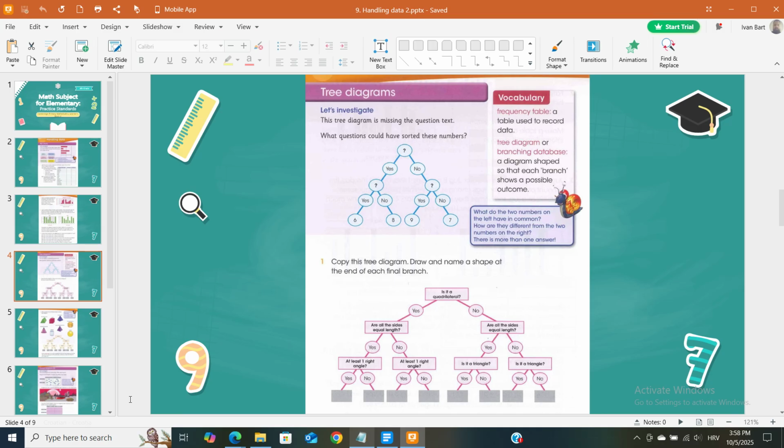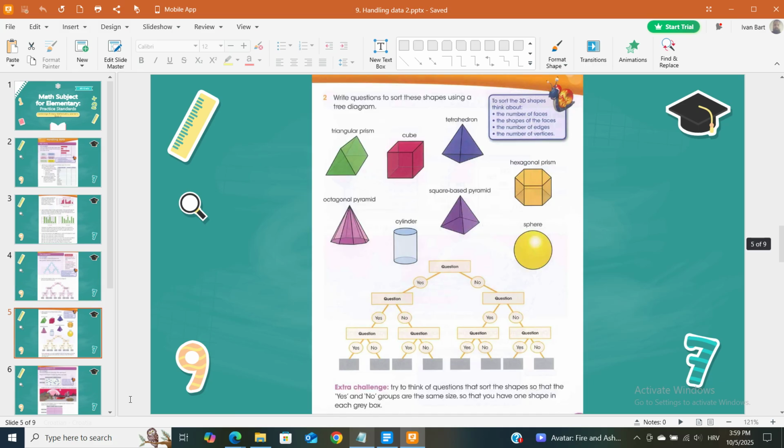Yes. No. Are all the sides equal length? No. Yes. At least one right angle? Yes. No. Is it a quadrilateral? No. Are all the sides equal length? Yes. No. At least one right angle? Is it a triangle? Yes. No. Write questions to sort these shapes using a tree diagram.